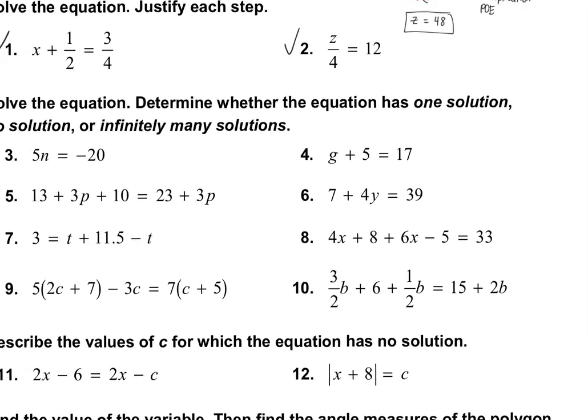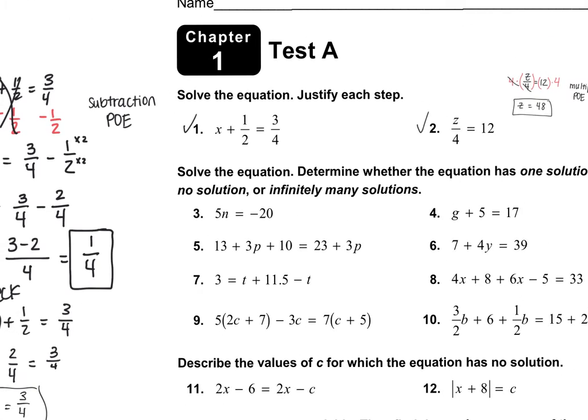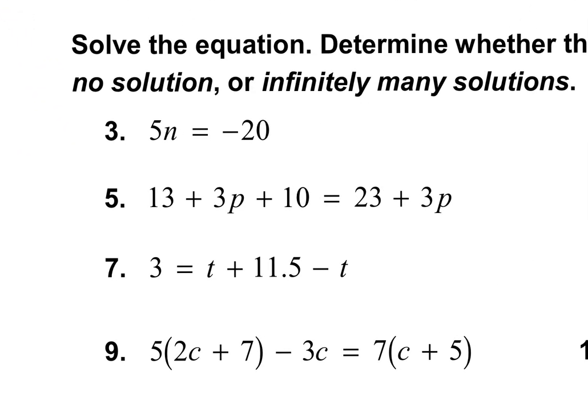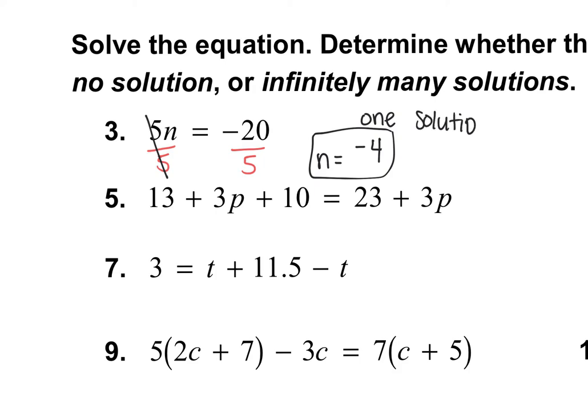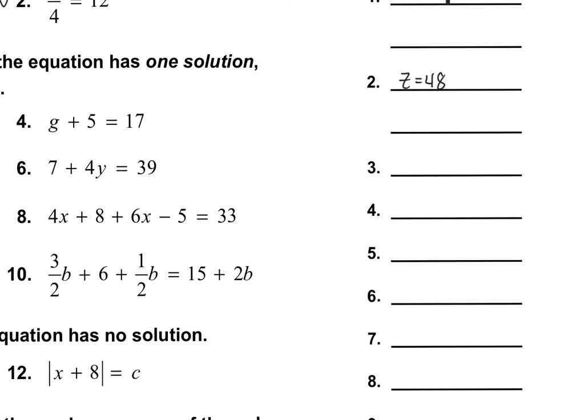All right, let's check out number 3. Solve the equation, determine whether the equation has one solution, no solution, or infinitely many solutions. Number 3, we just divide by 5, and the 5s cancel. n equals -4, and this is one solution. n is equal to 1 value. So n equals -4.